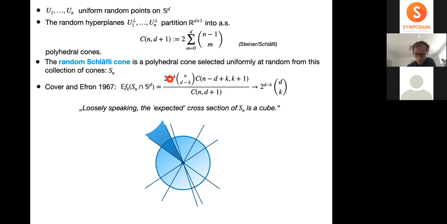So you see something, and then you see the C numbers. These are the numbers that we have defined here. And they also did the analysis when n goes to infinity, k is fixed, d is fixed. Then they proved that this fancy number here converges to 2 to the power d minus k times d choose k. And if you are familiar with the number of k-dimensional faces of a cube, you will recognize this is exactly the number of k-dimensional faces of the cube. And they closed the paper by the sentence that, loosely speaking, the expected cross-section of the Schläfli random cone S_n is a cube.